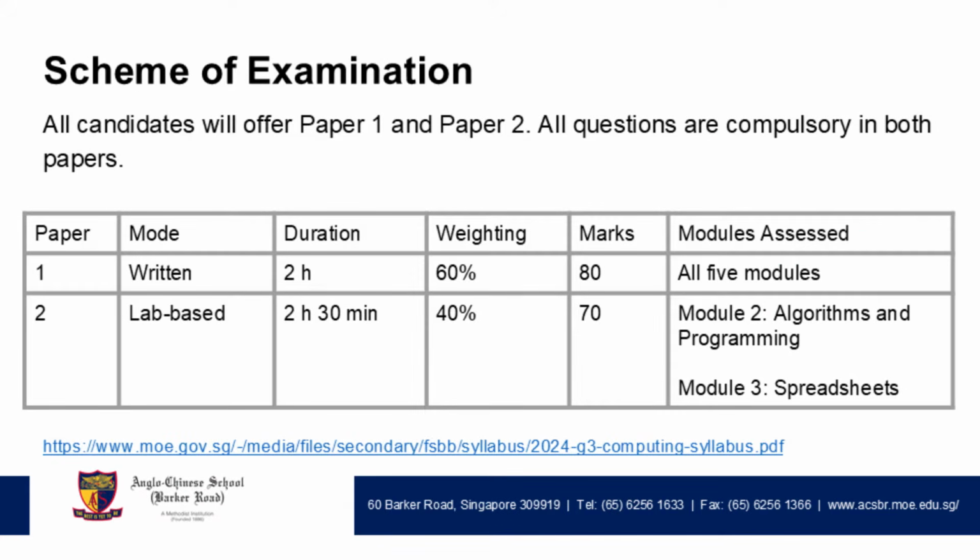There are 2 papers for examination. Paper 1 is a written paper that will assess all 5 modules and has a 60% weighting. Paper 2 is a lab-based paper with a 40% weight.